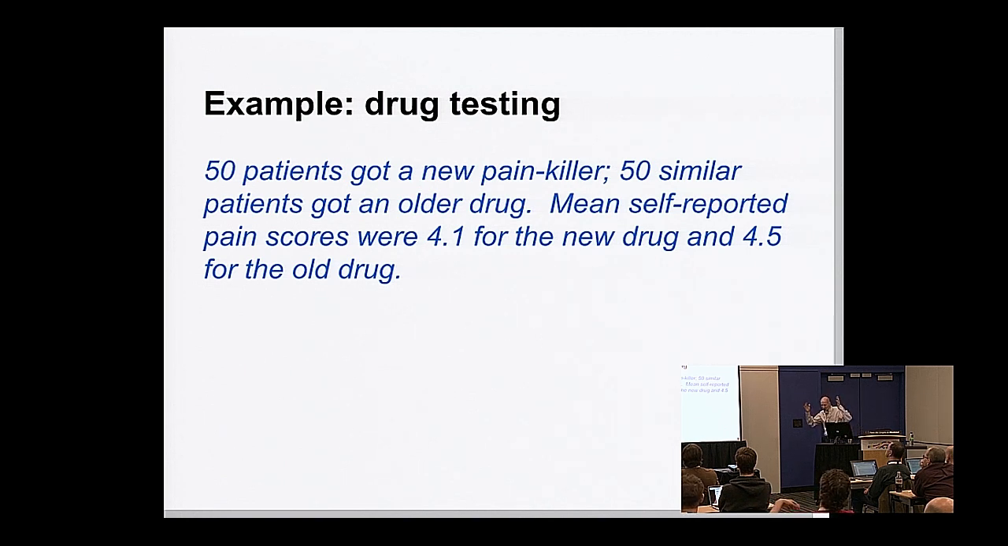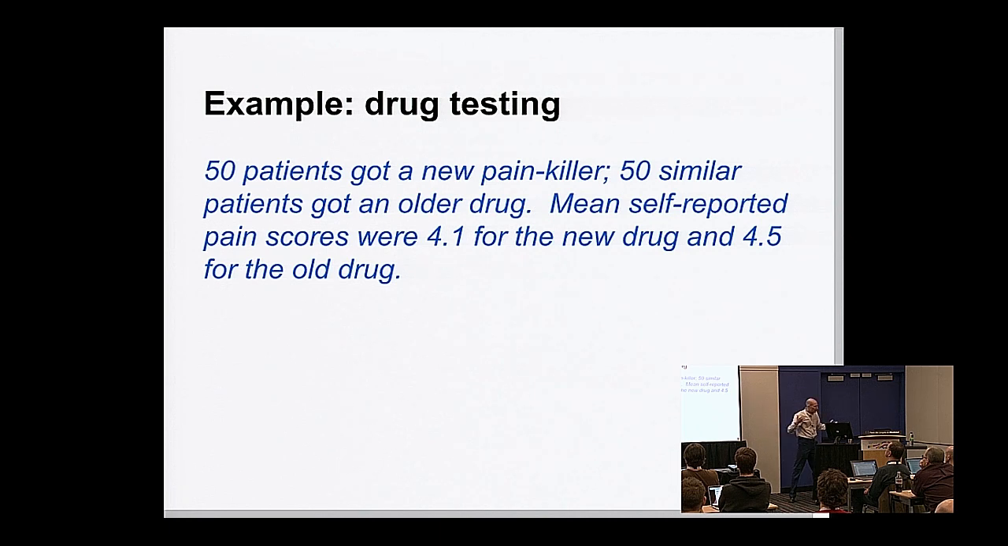Just another example to get the space of problems. Let's say that you're doing drug testing. You've got an old drug and a new drug. You have a sample of people that you give each drug to. You have some measure of what the outcomes are. In this case, let's say it's a painkiller. And the old drug, people said 4.1%. And let's see, do I have this right? Other way around, compared to 4.5%.